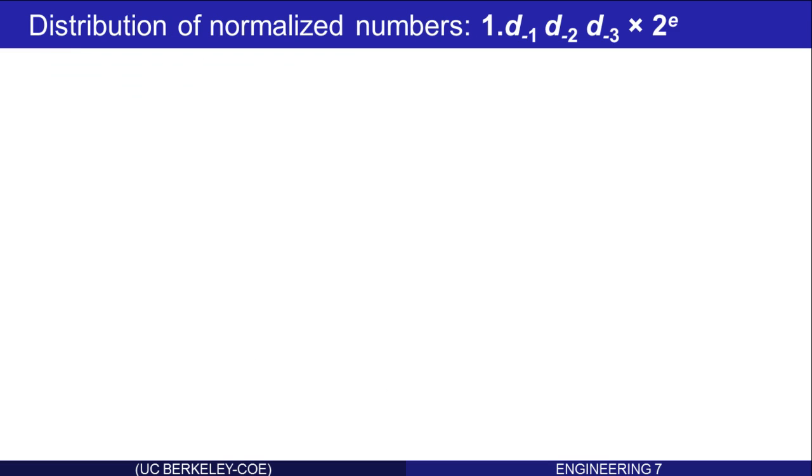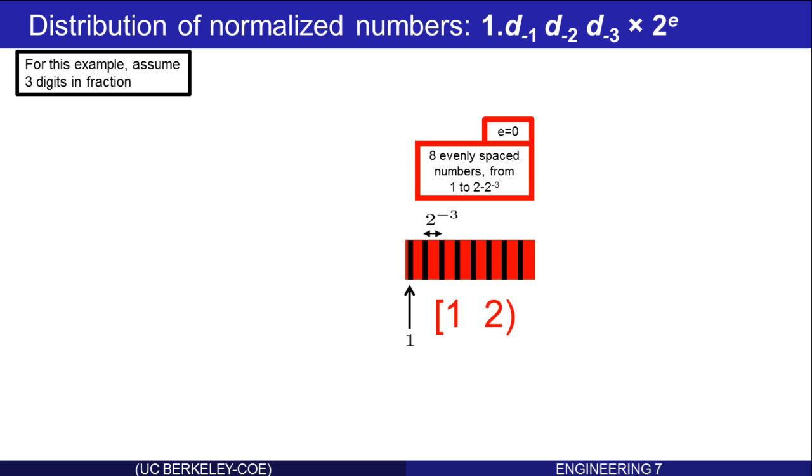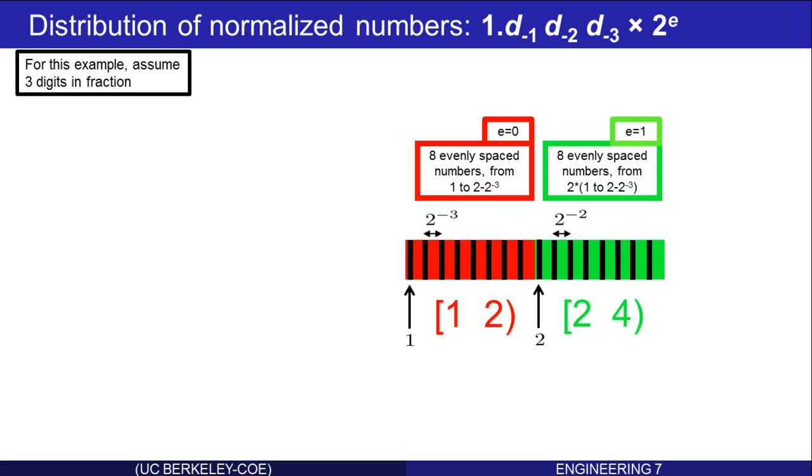Let's see this. Let's look at the distribution of normalized numbers with 3 digits in the fraction. We'll start with what I'm calling the fundamental interval, where e equals 0. Since there's 3 digits, this really ends up being 8 evenly spaced numbers from 1, that's with all the digits in the fraction equal to 0, to 1 7/8, that's with all the digits in the fraction equal to 1. So 8 evenly spaced numbers from 1 to 1 7/8. With e equal to 1, the 2 to the e term doubles everything, and it leads to 8 evenly spaced numbers from 2 to 3 3/4.